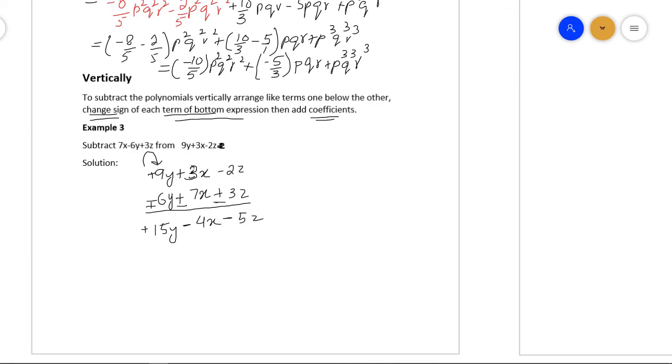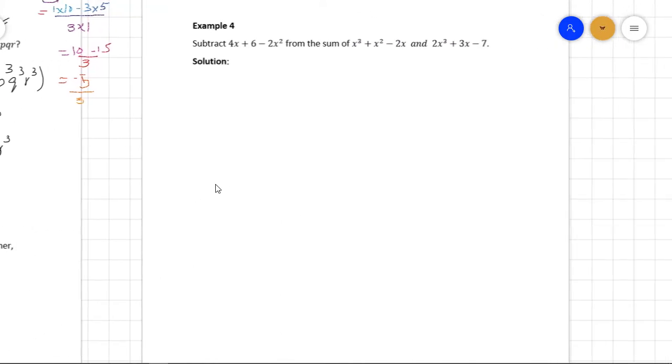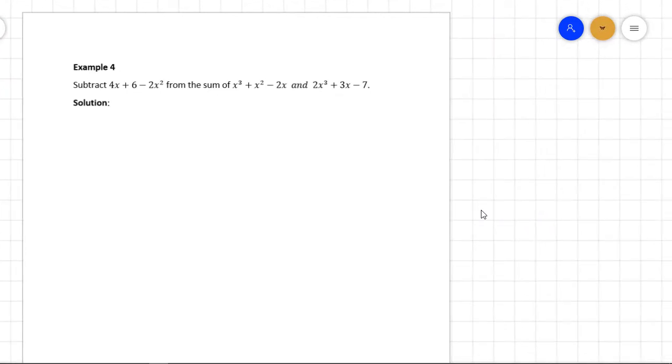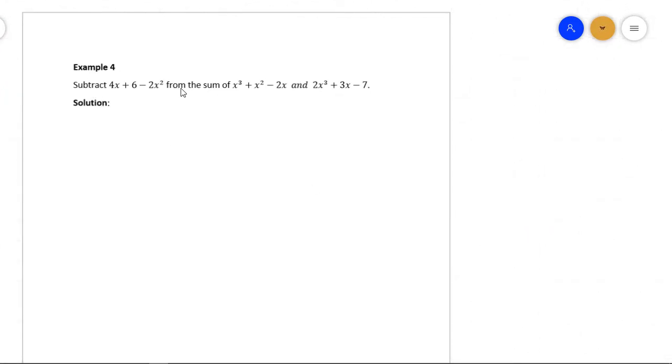Hope you will understand. Okay, now going to the next example, what does it state? It states, oh, this one is interesting. So we have to subtract 4x plus 6 minus 2x square from the sum of x cube plus x square minus 2x and 2x cube plus 3x minus 7. So first we have to subtract this polynomial from the sum of these two polynomials. So first, we will add these two polynomials and find the sum, and after finding the sum we will subtract the first polynomial.